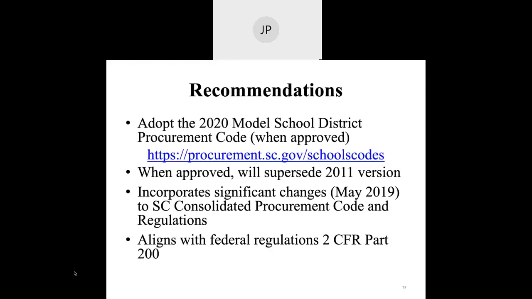So a big recommendation we have for you is we strongly encourage you to adopt the 2020 Model School District Procurement Code, when the State Office of Procurement has approved that. That's the State Fiscal Accountability Authority. They have the code on their website. If you haven't reviewed it yet, you can find it here. When they approve it, which we're expecting later this summer, it will supersede the previous version of the Model School District Code. It's important because it incorporates changes that state procurement has made to try to better align with federal regulations.